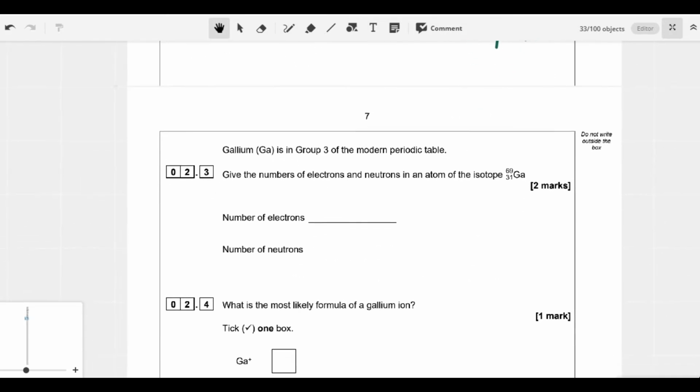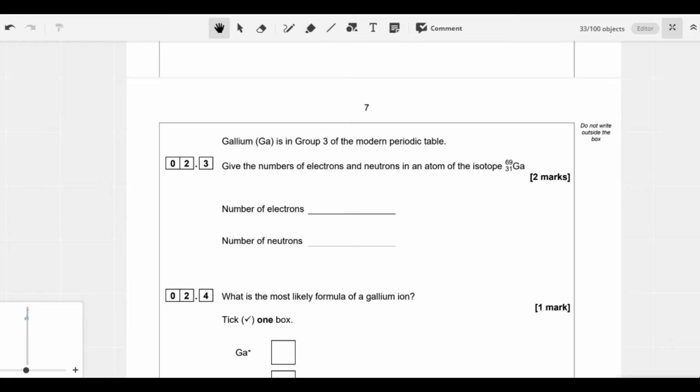And now the next one, 2.3: gallium is in group 3. Give the number of electrons and neutrons in the atoms of the isotope 69, 31 gallium. Using the electronic configuration, the number of electrons is 31 and the number of neutrons should be 38.